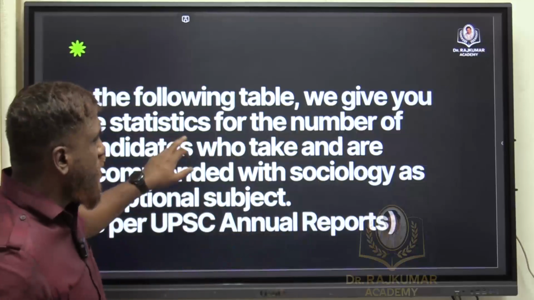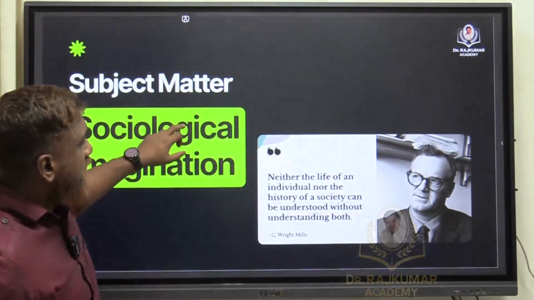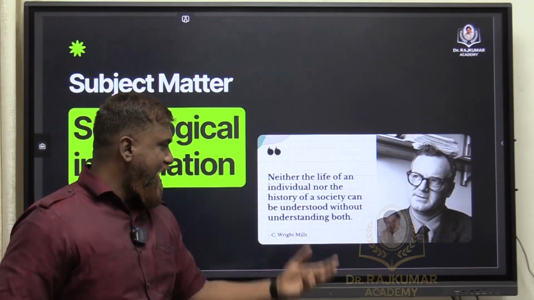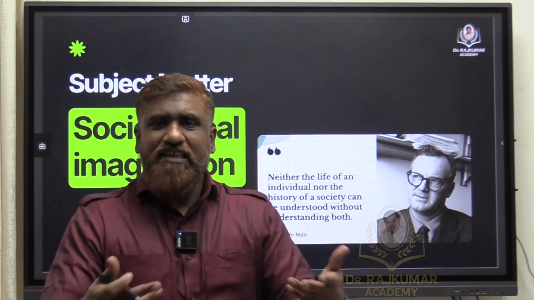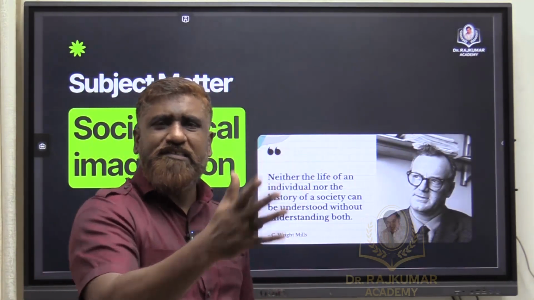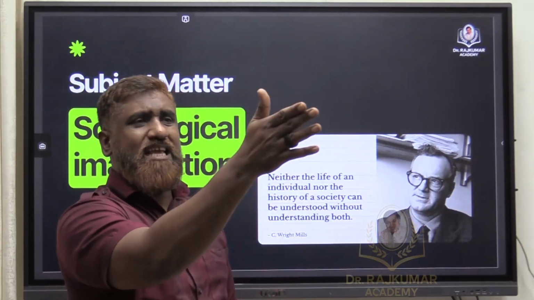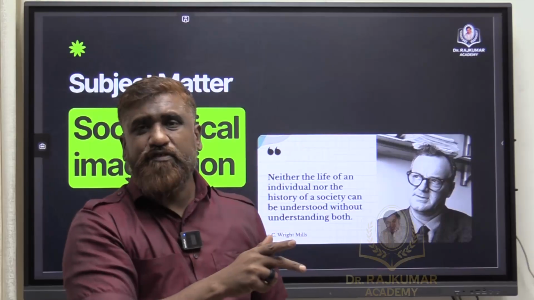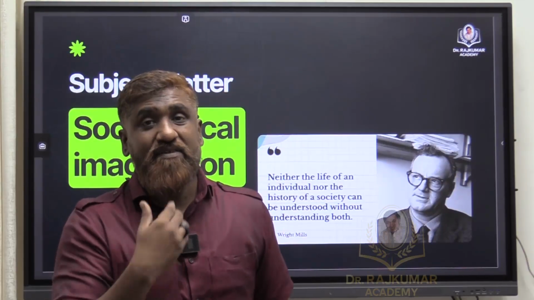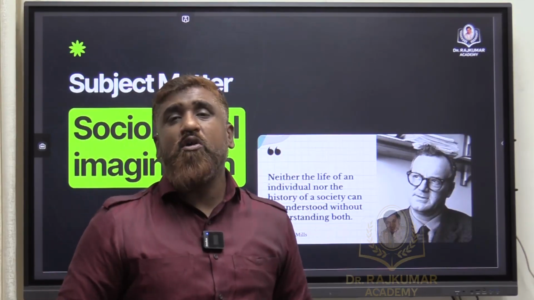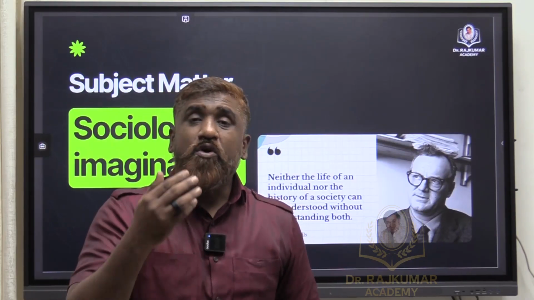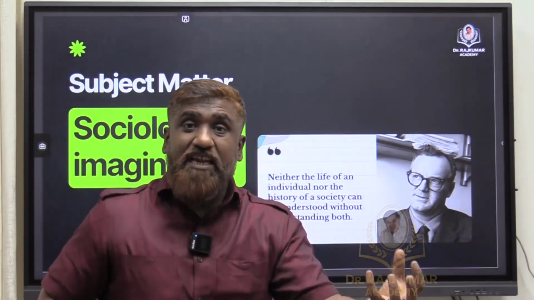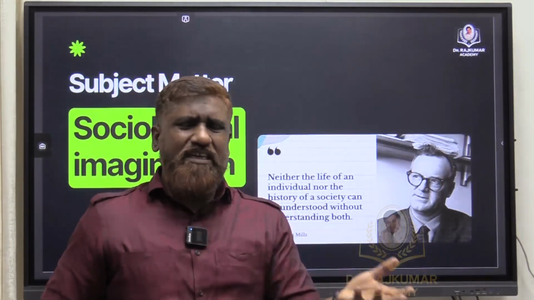The subject matter of sociology is not something we don't already have. Neither the life of an individual nor the history of a society can be understood without understanding both. If you want to understand an individual's action without knowing where he comes from or what the ideas of his society are, we cannot say we have understood him. It makes a whole lot of difference. Which place, how they eat, whatever they do, the society and societal norms are reflected in the person. So that is the subject matter.